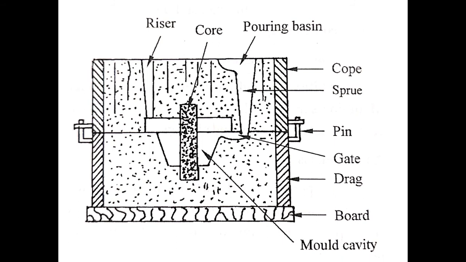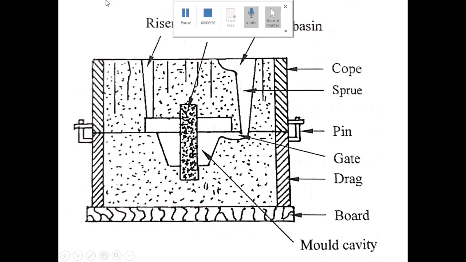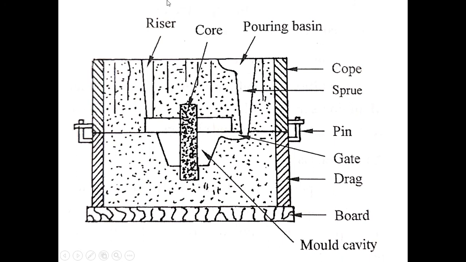Okay, so the riser acts as a reservoir and feeds molten metal to the mold cavity to compensate for the solidification shrinkage of castings. Again, this riser also acts as a vent for what? For steam and gases generated in the mold cavity. It helps to escape the gases and the steam which is formed during the pouring of the molten metal into the mold cavity.